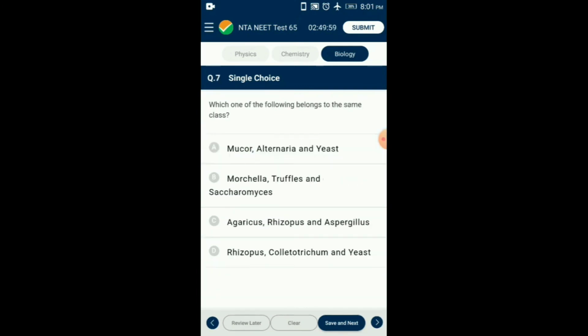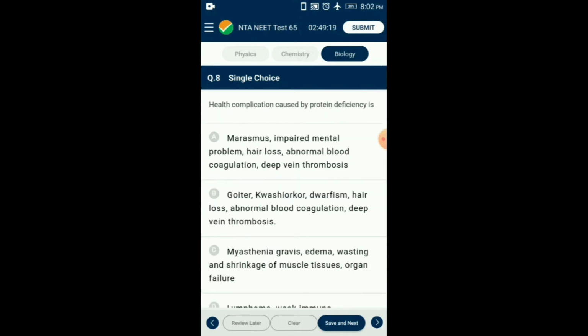Question number 7. Which one of the following belongs to the same class? Rhizopus and Mucor are members of Phycomycetes. Aspergillus, Saccharomyces, Morchella and truffles are Ascomycetes fungi. Agaricus is a Basidiomycetes fungus. Morchella, commonly called morels, and also the truffles are edible Ascomycetes fungi, and Agaricus is an edible Basidiomycetes fungus. Colletotrichum and Alternaria are Deuteromycetes. So the answer for this question is option B: Morchella, truffles and Saccharomyces.